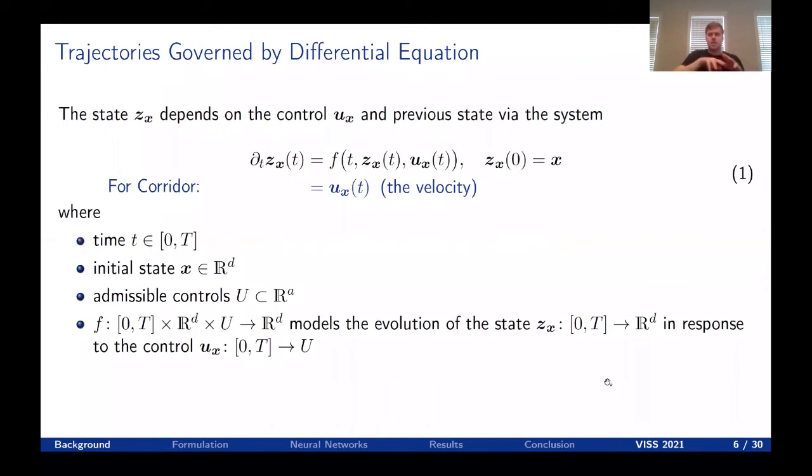So the trajectories themselves are governed by some differential equation. Here, the differential equation is F. For the corridor problem, it's just the velocity. The velocity is the control. So we have our state or trajectory Z, and we have the control U, which is also dependent on the initial condition X. So we keep using that little X notation for that. And that's pretty much the differential equation we're dealing with.